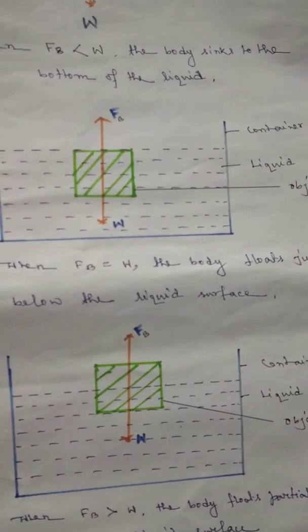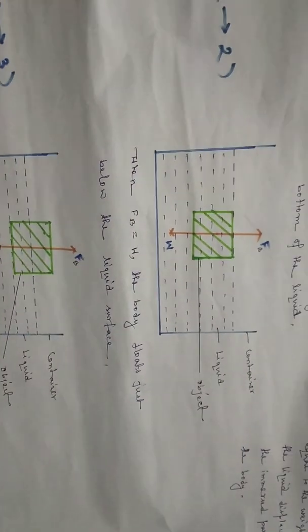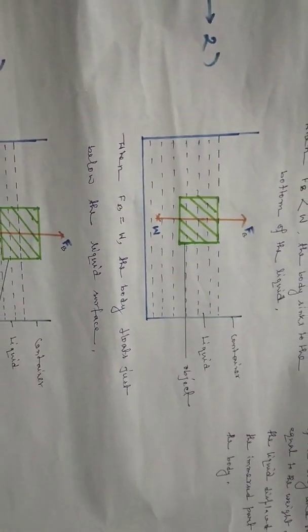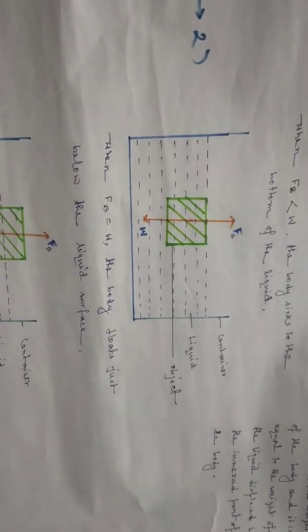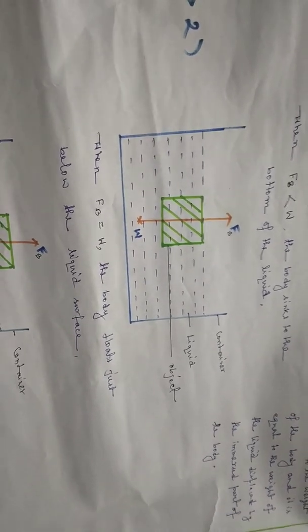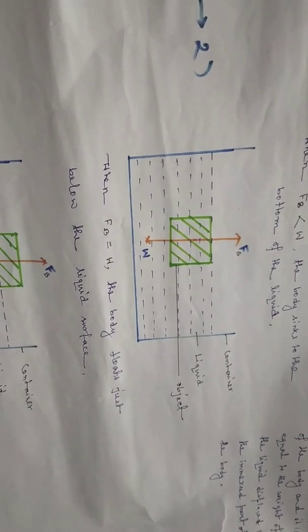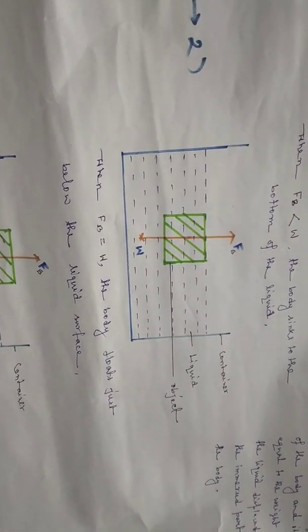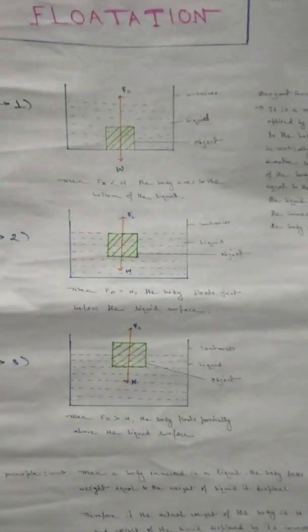And if W and Fb are both the same, this will happen: the object will float, but it floats just below the liquid surface. That means the whole object will be below the surface of the liquid. So this case may occur.